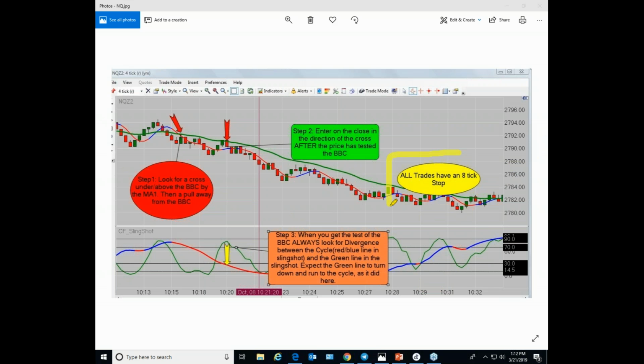Like I said, as outlined, everything is going to have an 8-tick stop attached to it, okay? So if you're brand new, if you're trading the crude and the gold, that's $80 a contract. If you're trading the S&P, that's closer to $100. If you're trading the mini Dow, that's closer to $40 a contract.